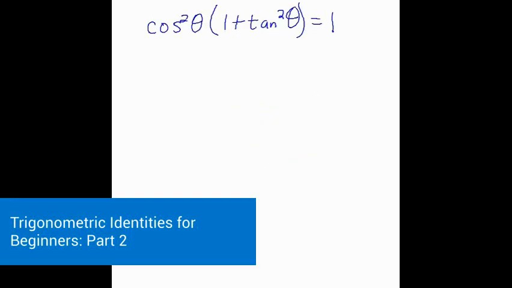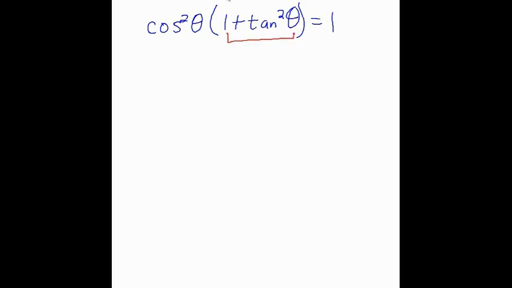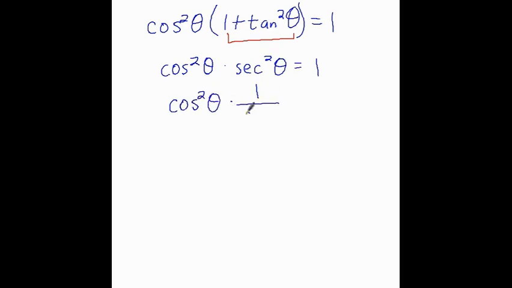In this problem, generally my advice is to change everything into sine and cosine, but if you get used to recognizing Pythagorean identities, then we can go ahead and turn this into secant squared first. So cosine squared times secant squared theta equals 1. Now, if you're not familiar with this, let's go ahead and turn it into cosine. So cosine squared theta times 1 over cosine squared theta. And then we get that relationship that we've seen before where we can cancel this out and we get 1, which matches our right-hand side.